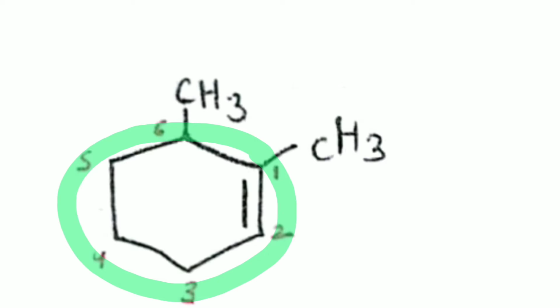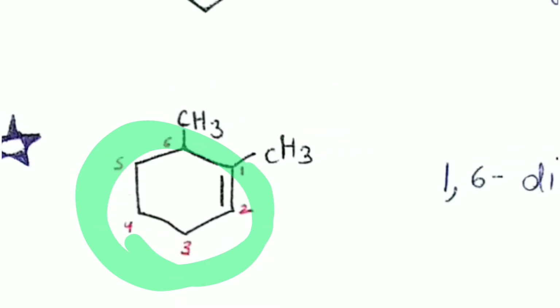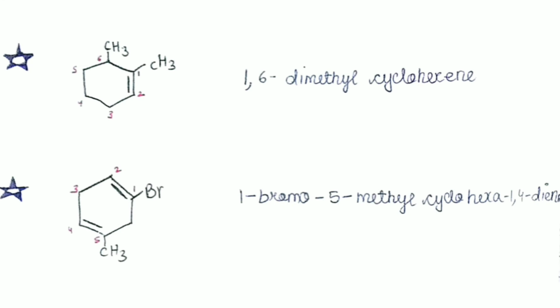So the double bond is getting 1, 2 locant, that is the rule. But the methyl groups are getting number 1 and number 6 as the locants. So the name of this compound, guys, any guesses? 1, 6 dimethyl cyclohexene. That's the name of this compound, guys. That's absolutely right.